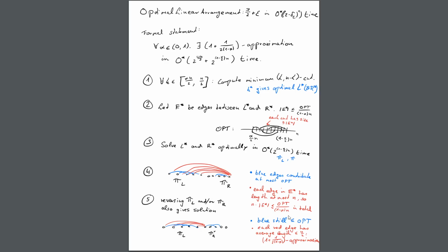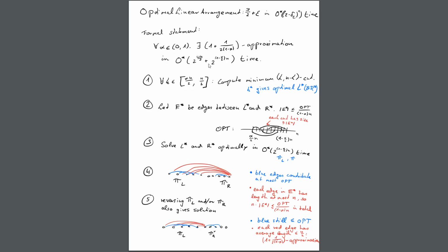And the formal statement here is the following. For any alpha between 0 and 1, I can give a 1 plus 1 over 2 times 1 minus alpha approximation. So if alpha approaches 0, this approaches 1.5. And the running time will be the running time for k, n minus k cut and some function that only depends on alpha. And here the running time will be 2 to the 1 minus alpha over 2 n. But if alpha is a tiny bit larger than 0, then this is a tiny bit smaller than 2 to the n. And that's what we are aiming for.